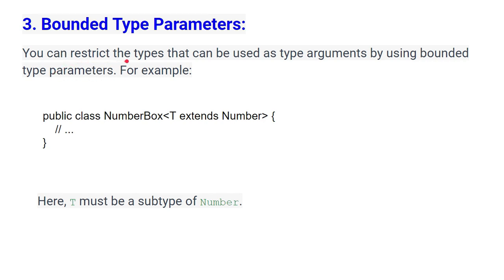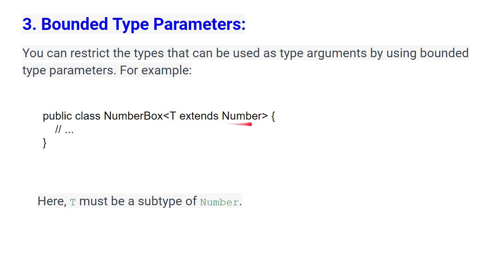You can restrict the type that can be used as a type argument by using bounded type parameters. For example, public class NumberBox, having a type called T, and they are extending Number. What is the meaning of it? T extends Number. The simple meaning is that whatever parameters we are going to use should be only a subtype of Number. Whatever you pass here is only and only a subtype of Number.